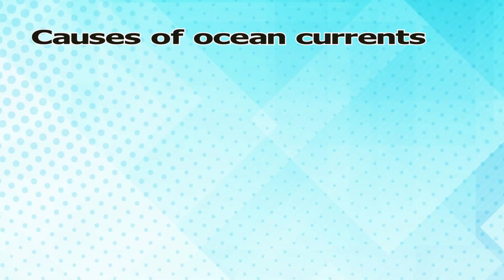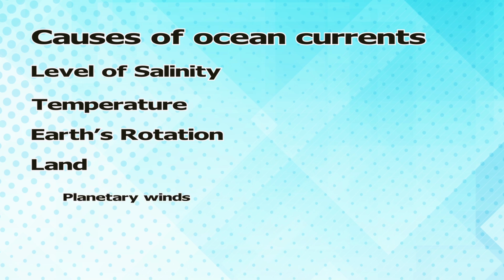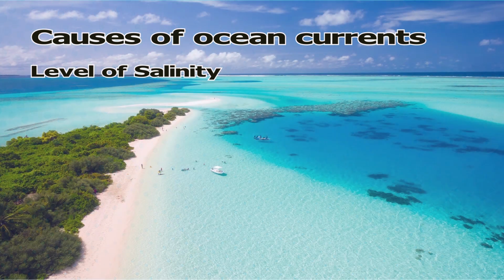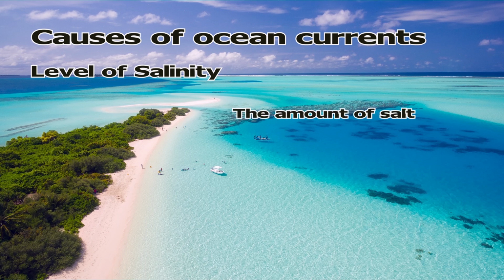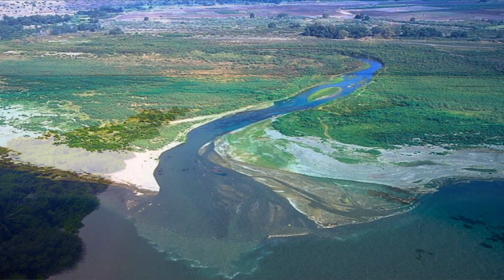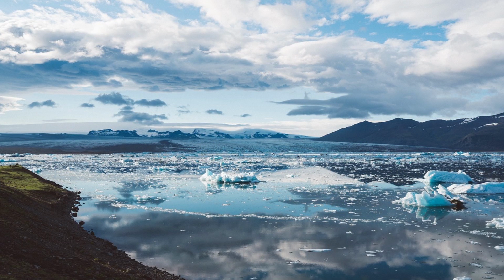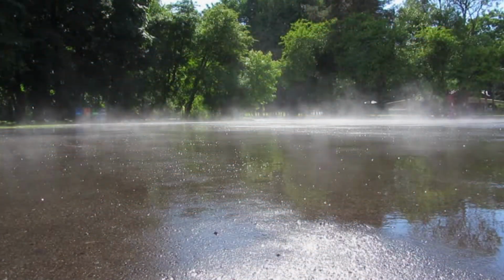Well, the causes of ocean currents are level of salinity, temperature, Earth's rotation, land, and the planetary winds. So, if we see the level of salinity, when I say level of salinity, it means the amount of salt present in the water. Salinity of the sea is generally affected by the inflow of fresh water from the rivers, melting ice, and rainfall, and by evaporation.